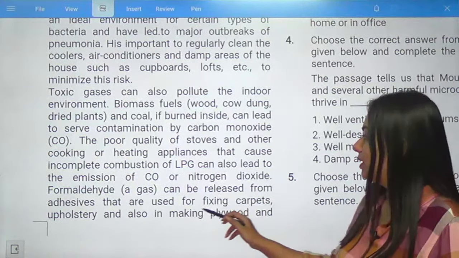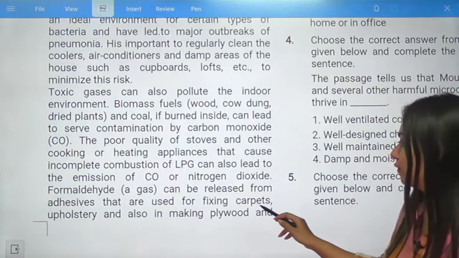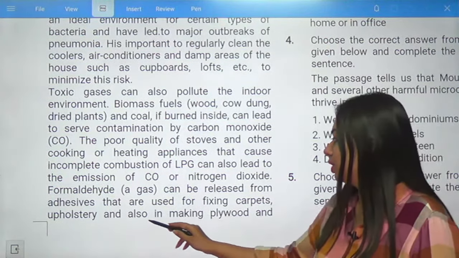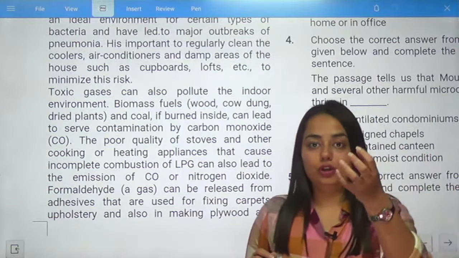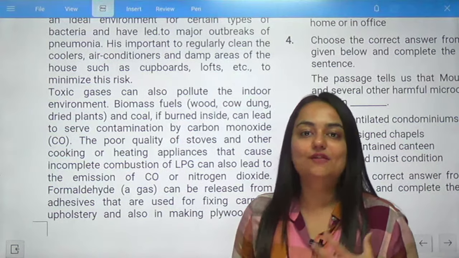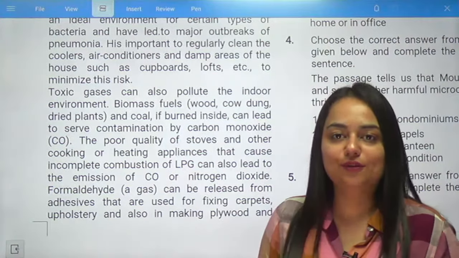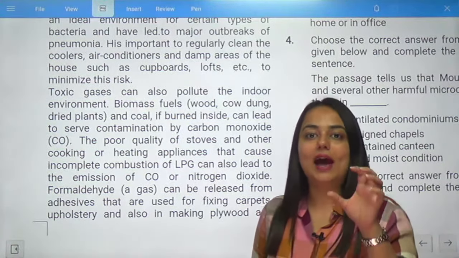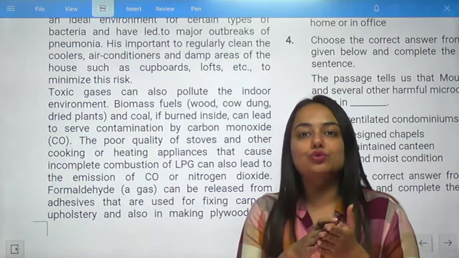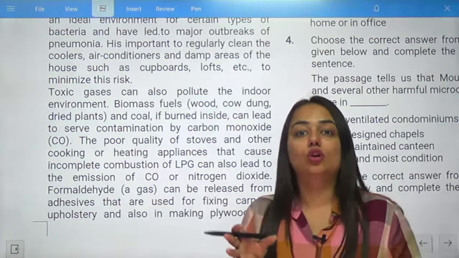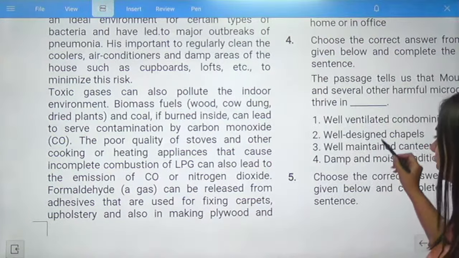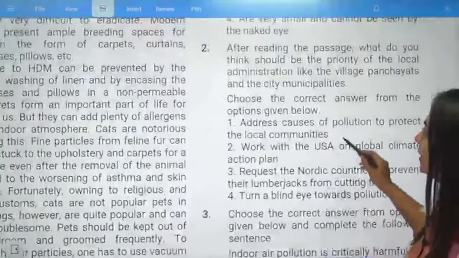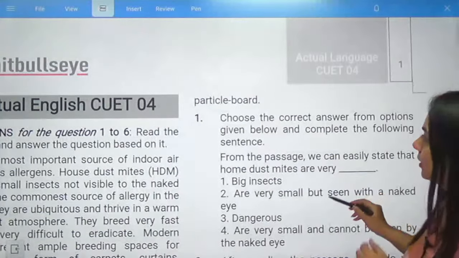It can be released from adhesives that are used for fixing carpets, upholstery and also in making plywood. What we know about is the Fevicol, the advertisement of Fevicol we all have seen. So these are adhesives that are used to join the upholstery, that is the cover of the sofa, या फिर जो furniture को attach करने के लिए adhesive use होते हैं, उनसे भी indoor pollution हो सकता है. That is what the passage is saying.